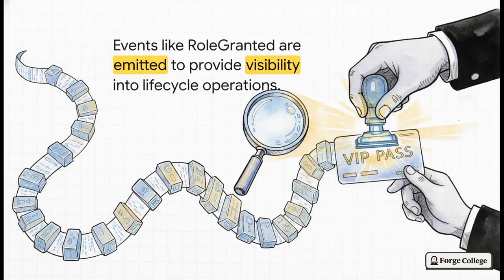As you'll discover across so many of the security courses at Forge College, emitting clear role-granted and role-revoked events when roles change is absolutely critical. It creates a transparent, auditable paper trail. It's literally like logging every single time the bouncer stamps a hand or confiscates a VIP pass. On the blockchain, visibility is everything, and these events provide that permanent, unalterable ledger.